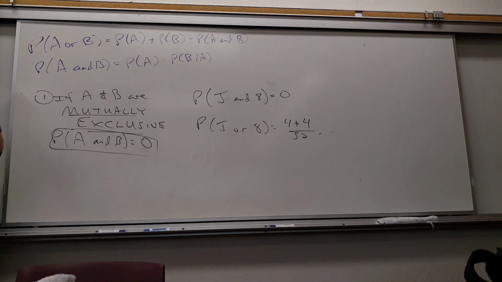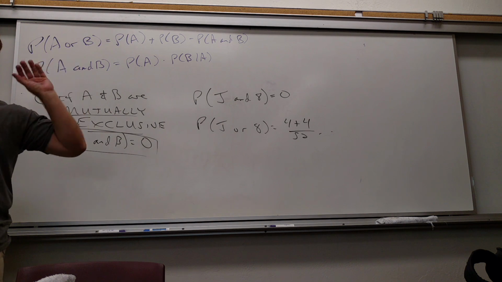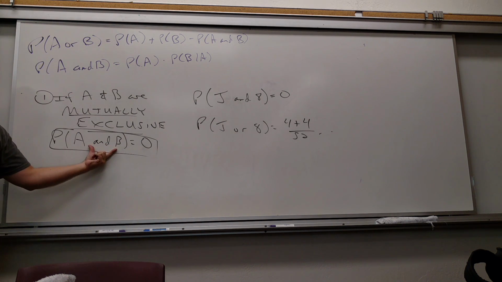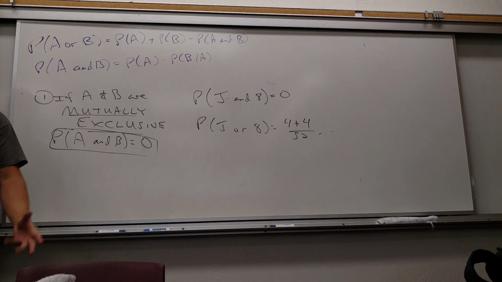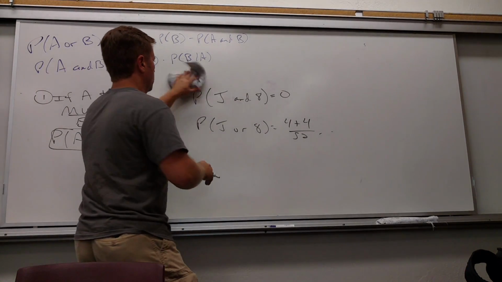Alright, so that's the idea of mutually exclusive. It kind of makes complete sense. They mutually exclude each other, so it can't be both of them. None. 0 chance. Because they mutually exclude each other. So last thing.